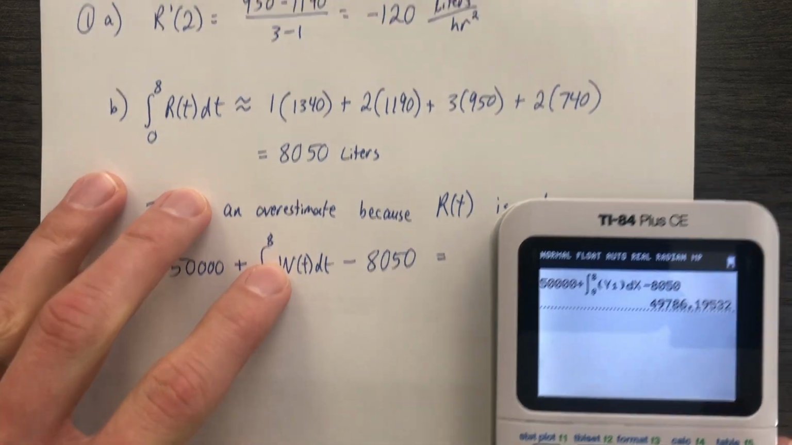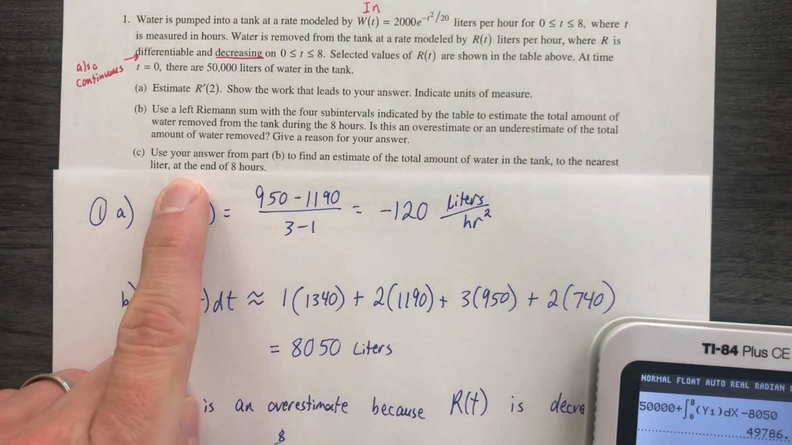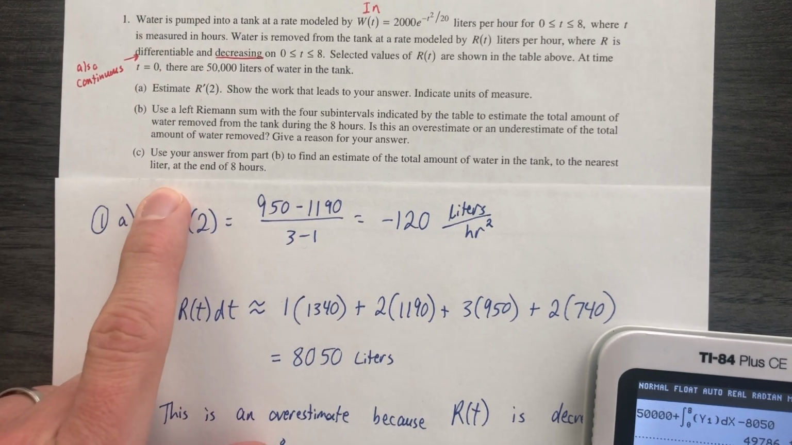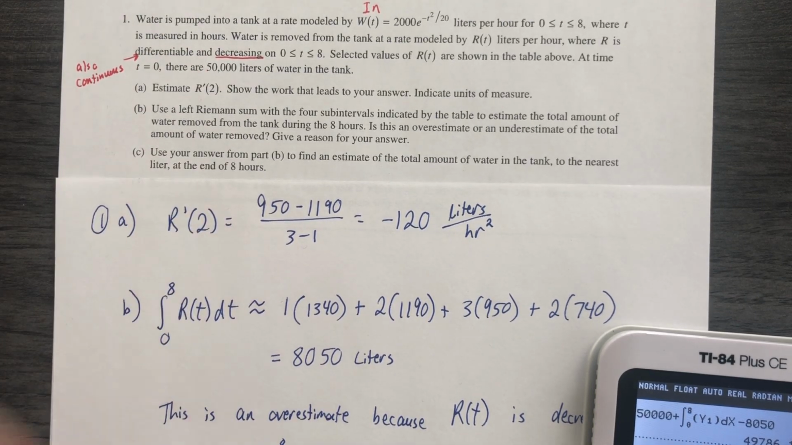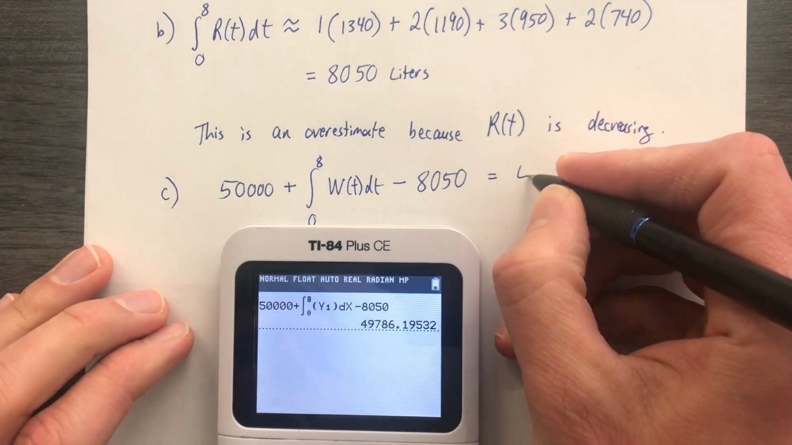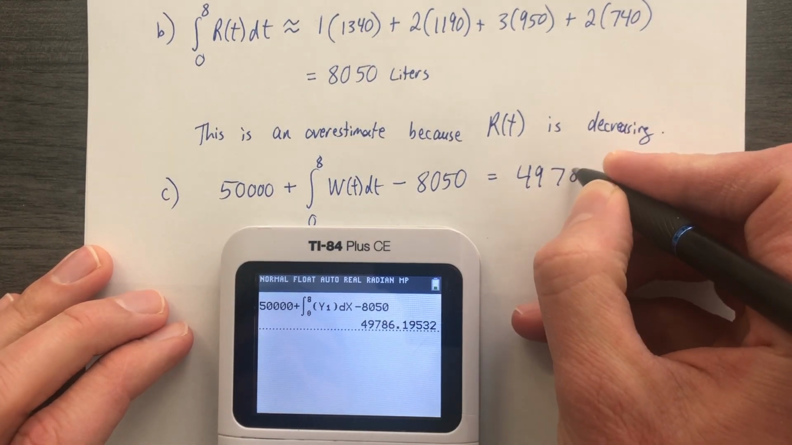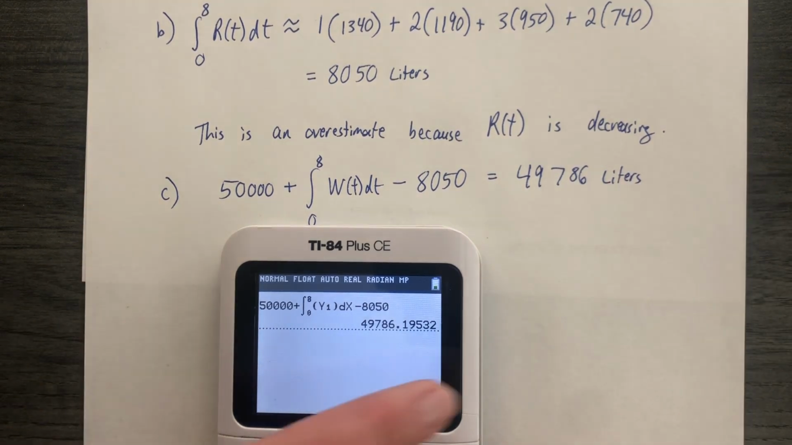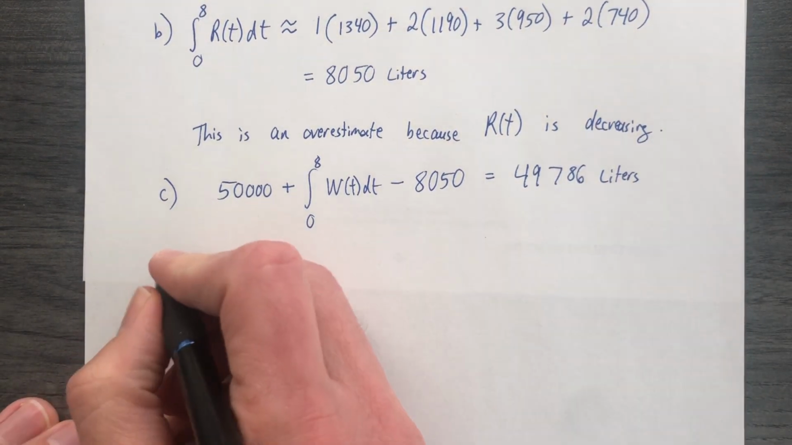Now, they said to the nearest liter, so I don't need to use 3 decimals. I say always 3 decimals, but they said don't use 3 decimals, so let's just round it to the nearest liter. Read that carefully. 49,786 liters.